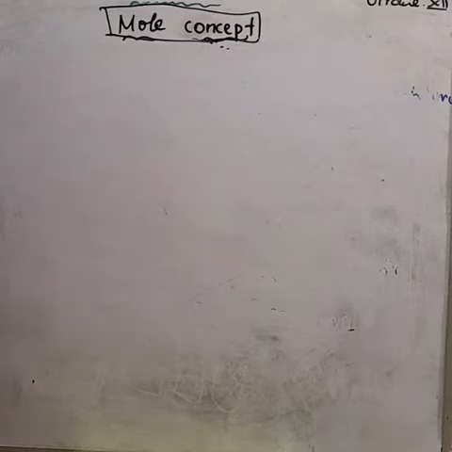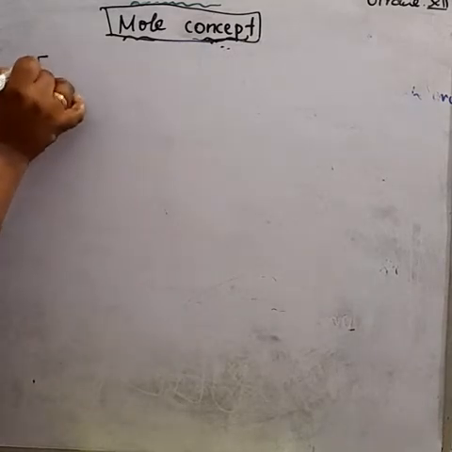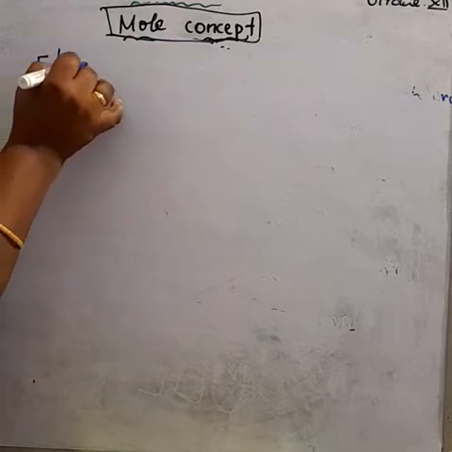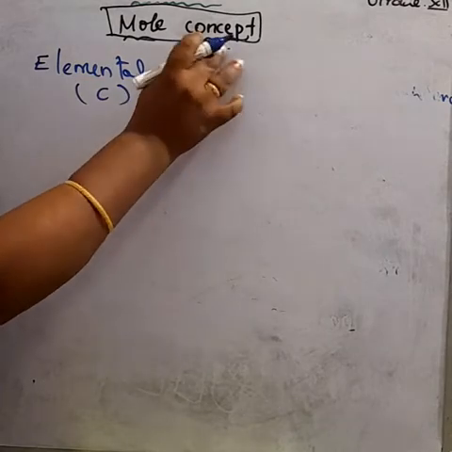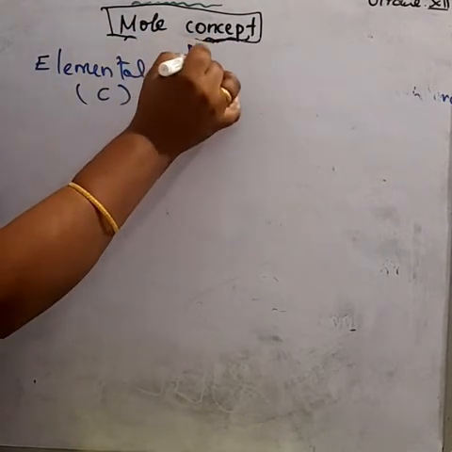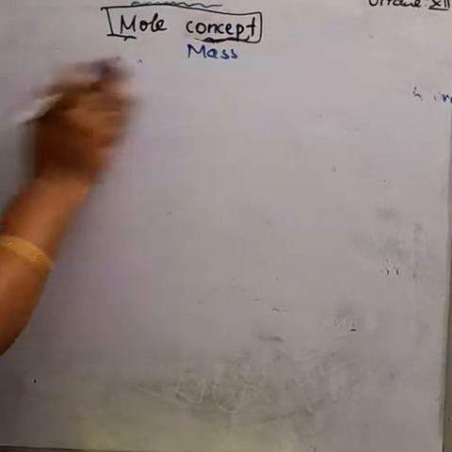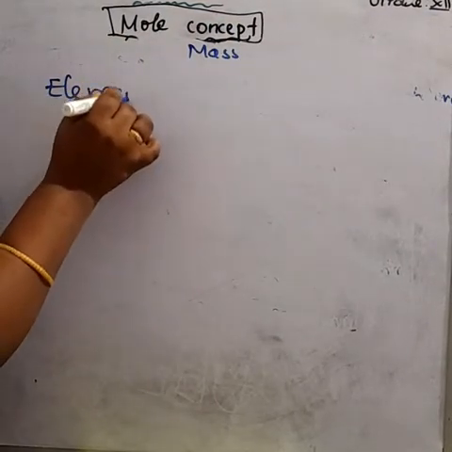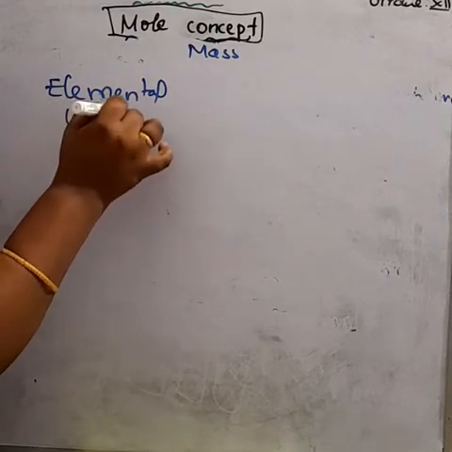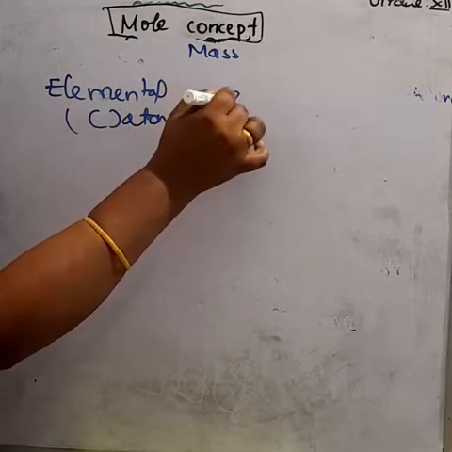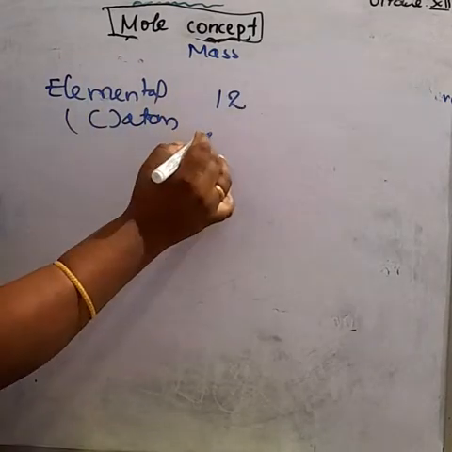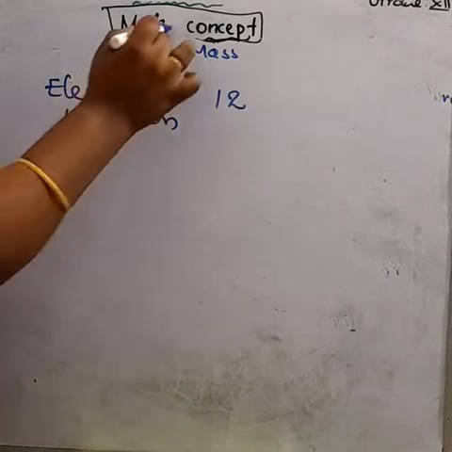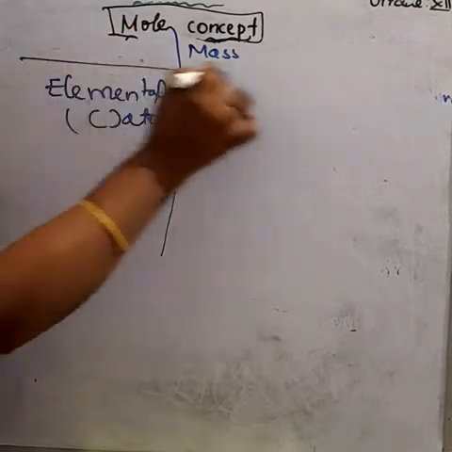So this is elemental carbon, atomic mass 12. When we write this in gram, we take 12 gram. The atomic mass of carbon is 12, so how much gram are we taking here? 12 gram of carbon. So 12 gram carbon is 1 mole of carbon. 1 mole carbon contains 6.022 into 10 power 23 atoms, that is, 1 mole means 12 gram carbon containing 6.022 into 10 power 23.